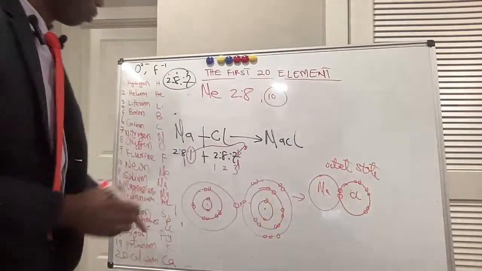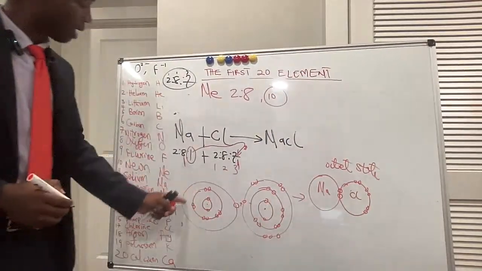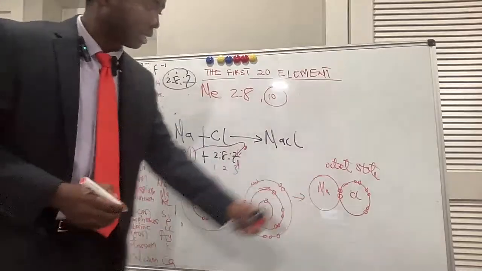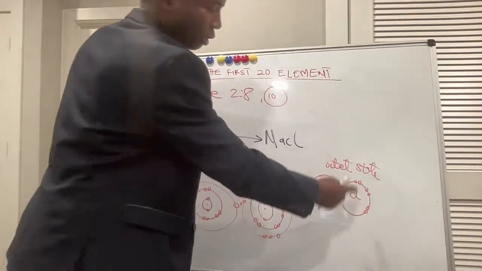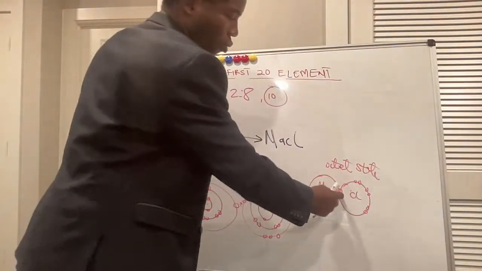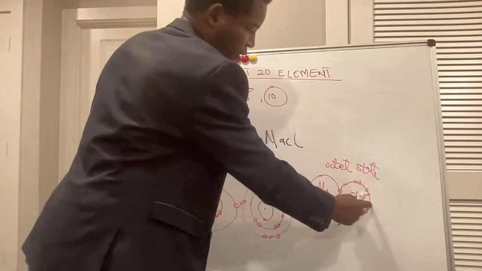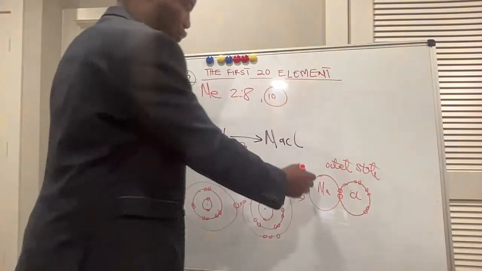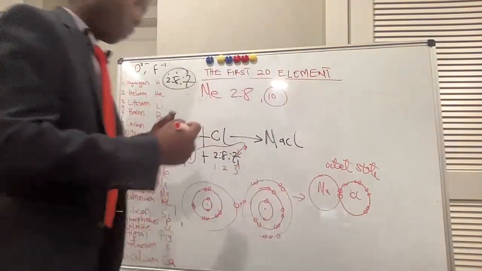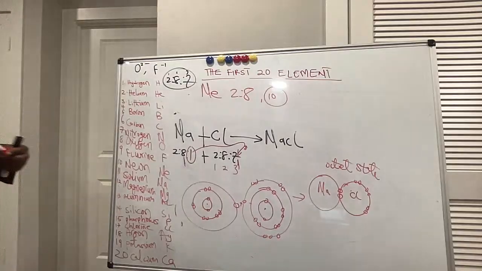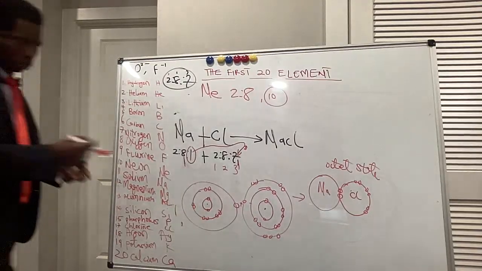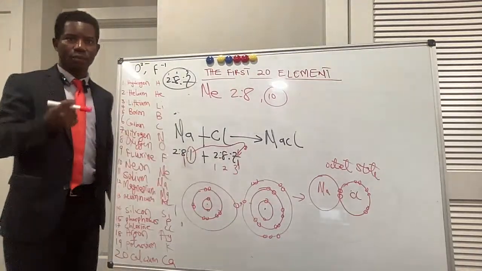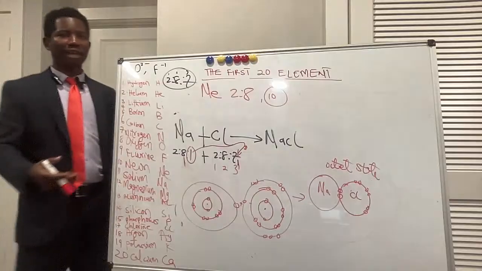When sodium reacts with chlorine, they attain a stable state. That is why you have 8 electrons in the atomic shell of chlorine here: 1, 2, 3, 4, 5, 6, 7, 8. Now, when sodium reacts with chlorine, they form a very stable what? Compound. What are covalent compounds?